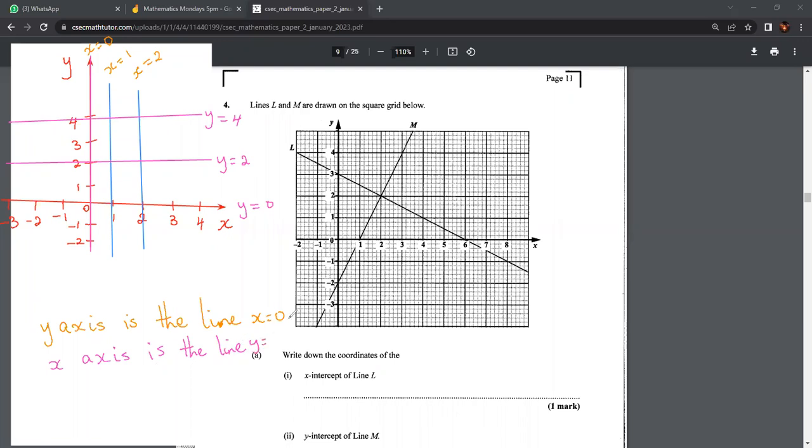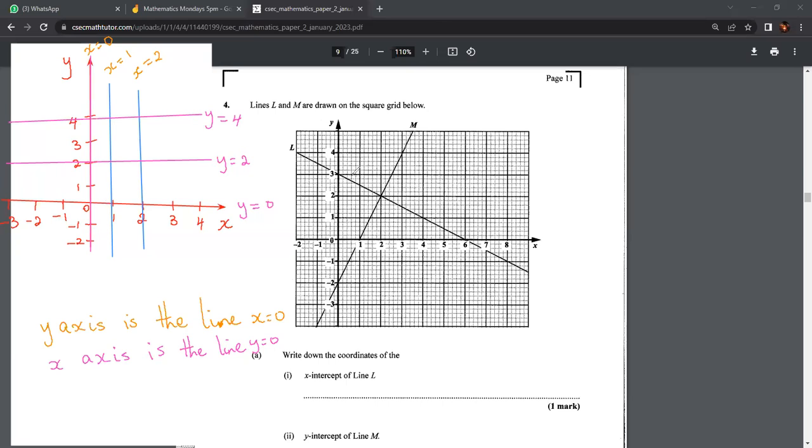Now, what that means is that anywhere along that line, y will be 0. Anywhere along this line, y is 2. Anywhere along this line, x will be 2. Anywhere along this line, x is 1, and so on. You have to understand that in terms of your graphs.